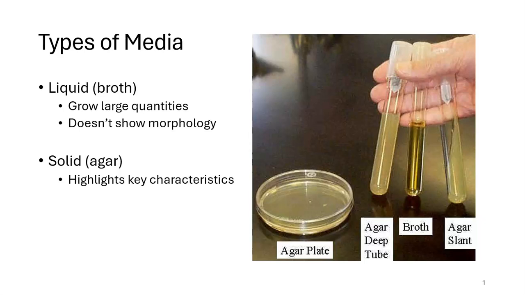Types of media include liquid broths, which are good for growing large quantities of culture. The drawback with liquid cultures is that they don't show morphology, and that's going to be the key characteristics that help you identify what an organism is. Solid media, on the other hand, like agar plates, agar deeps, and agar slants, are really good for highlighting key characteristics.